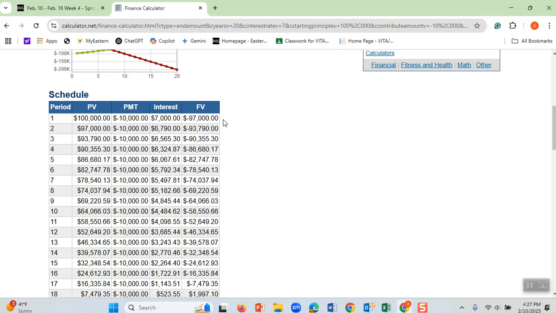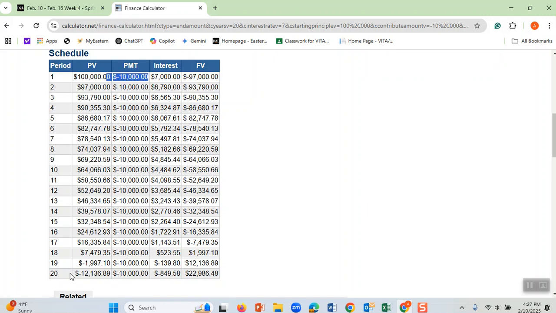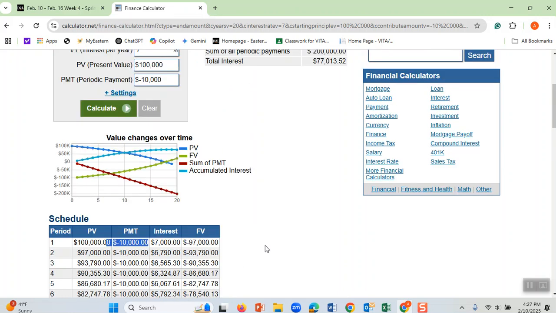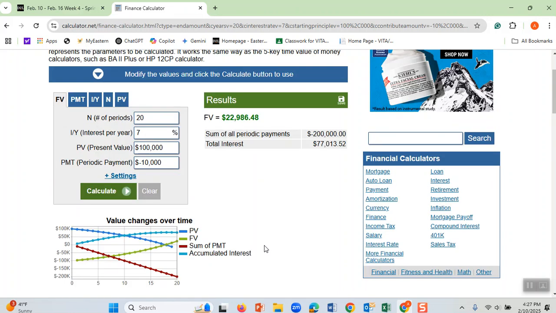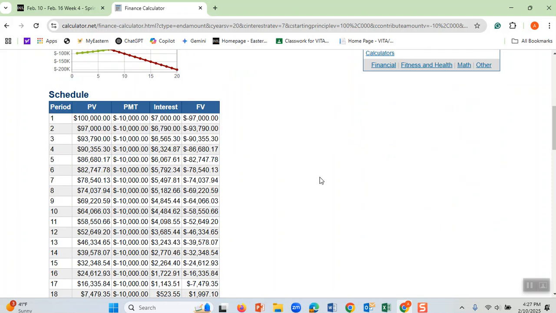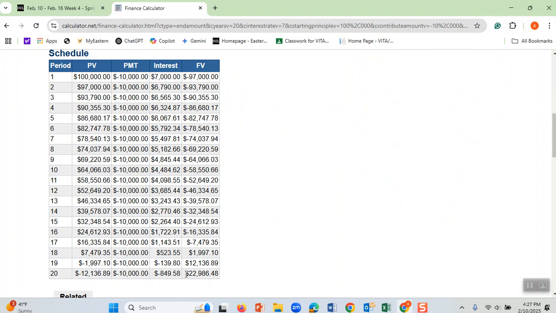If Walmart wants to pay you off after 1 year, it has to give you $97,000 because it already gave you $10,000 for the interest. Therefore, that's how it is. And what will happen after 20 years, Walmart will owe you $22,000. And that is the total interest that has been paid, which would be $77,000.